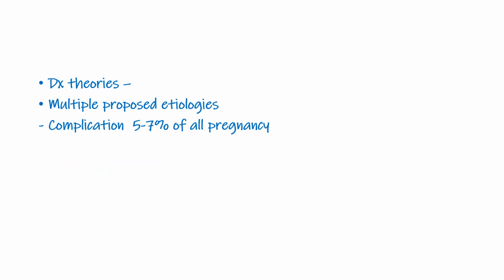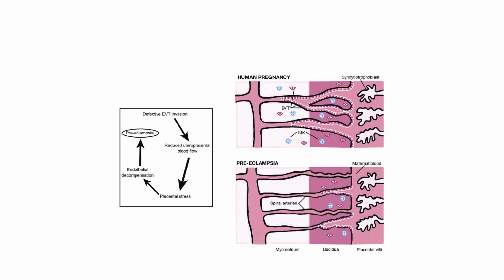As we stated before, preeclampsia is a multisystem disorder of unknown etiology. However, disease theories have been proposed, and we have multiple proposed etiologies, which could be genetic, immunologic, hormonal, environmental, among others. And preeclampsia usually complicates 5 to 7% of all pregnancies.